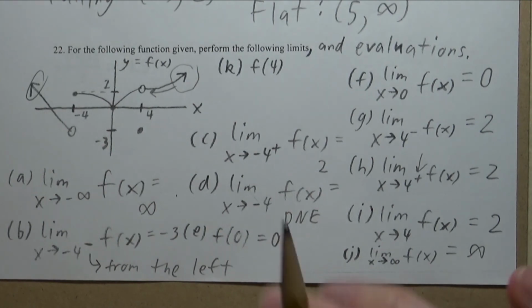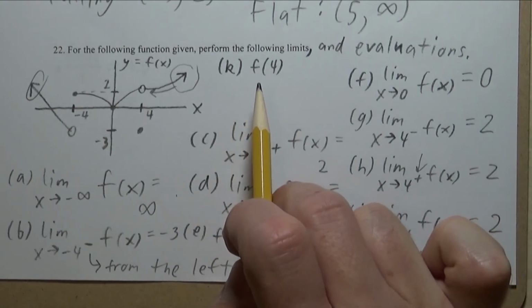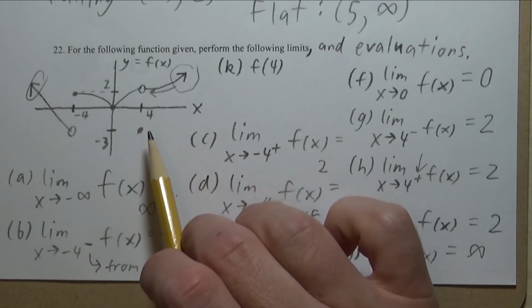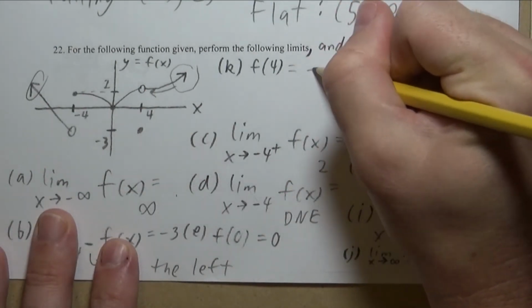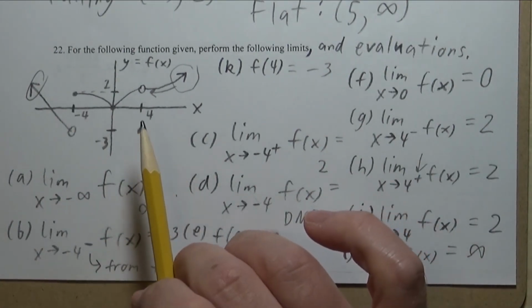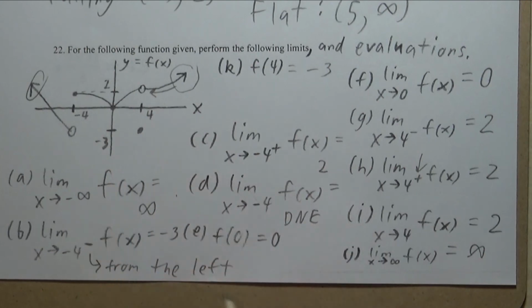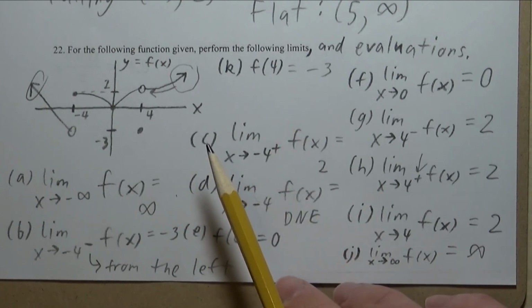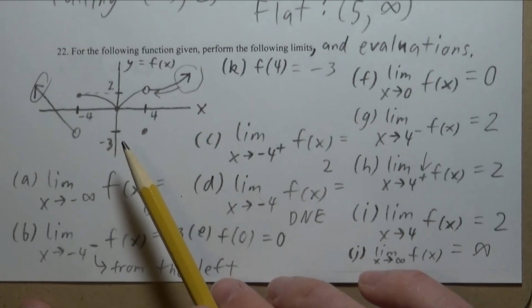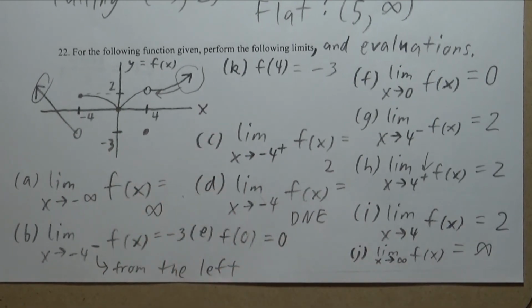Last one. This is an Algebra 1 or Algebra 2 question. Input 4. What's the output? Is it here? No, that's a hole. Negative 3. Notice that the trend, as x gets really, really close to 4, is 2. Right there, and right there, and right there. But the actual output at x equals 4 is not 2. It's some other value, which I had failed to write, but I fixed it.